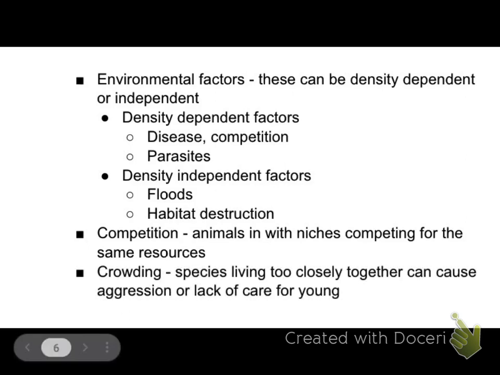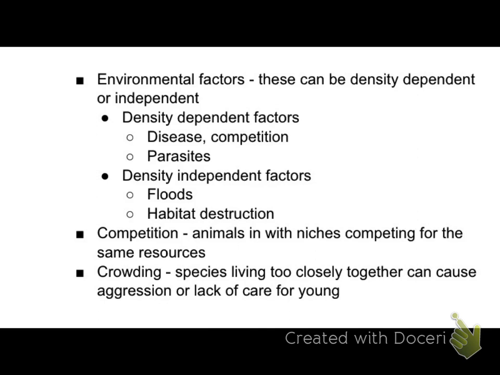And then the last one is crowding. Crowding is if species live too closely together, okay? So there's a reason why you have to have a certain size aquarium if you want a certain number of fish, or you have to have a certain size yard if you want a large number of dogs, right?